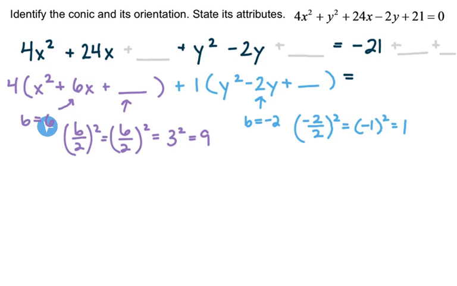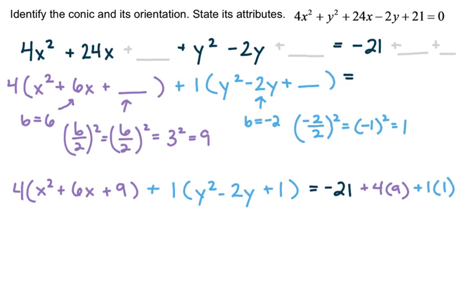Here I have that b equals positive 6. We find that magic number by saying b divided by 2 squared, or 6 divided by 2 squared. 3 squared is 9. I'm going to add 9. Now, I'm not just adding 1 9, I'm adding 4 9s. So I'm actually going to add 36 over to the right side of the equation. Same pattern over here. b is negative 2. Negative 2 divided by 2 squared is negative 1 squared, or positive 1. I'm going to add 1 value to the right side.